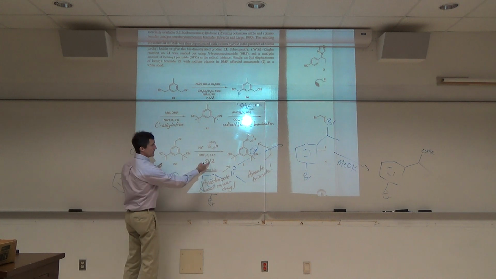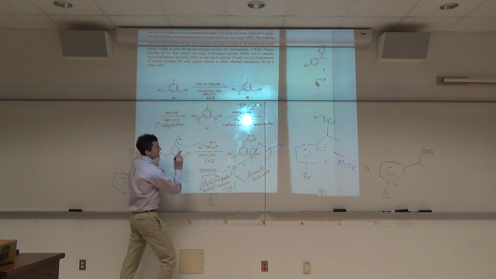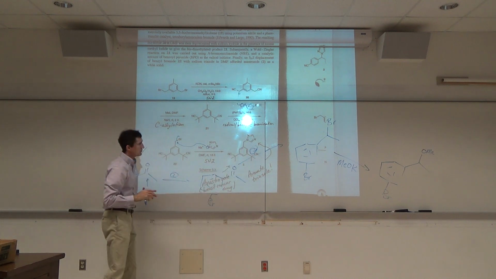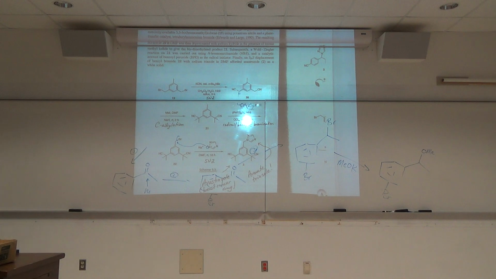From here, they come in and do another SN2, but with this sort of aromatic anion, and these electrons kick off the bromine, and that's how they get this triazole ring bonded to the benzylic carbon, and that's the breast cancer drug.